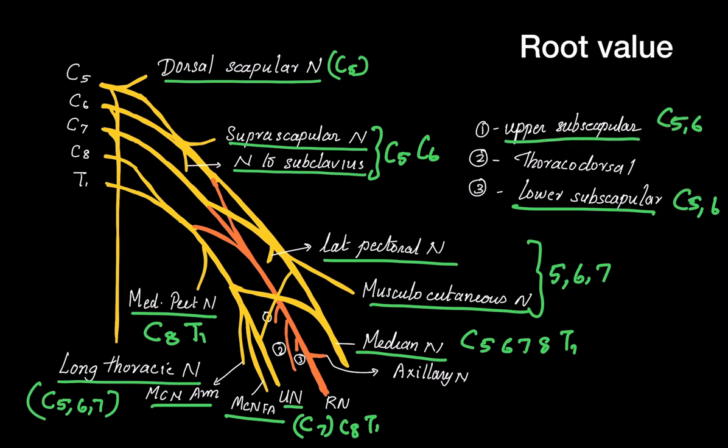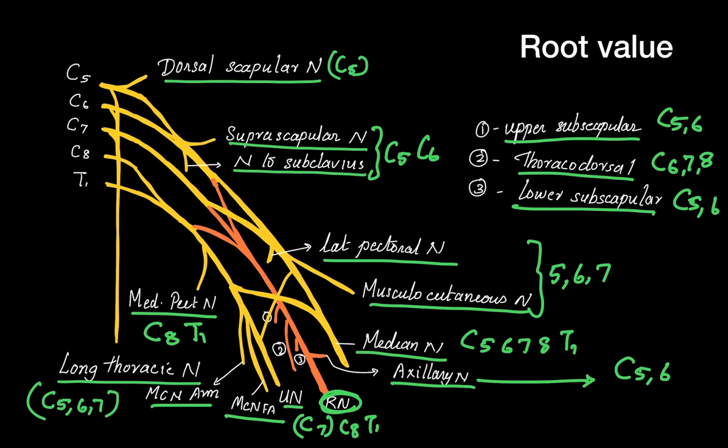So their root value will be C5 and 6, even though they are branches of posterior cord which has all the 5 spinal components. The thoracodorsal nerve goes downwards to supply the latissimus dorsi. So its root value will be 6, 7 and 8, just below 5. It will begin at 6, 7 and then 8. You see the axillary nerve also supplies only the shoulder region, so its root value will be C5 and 6.